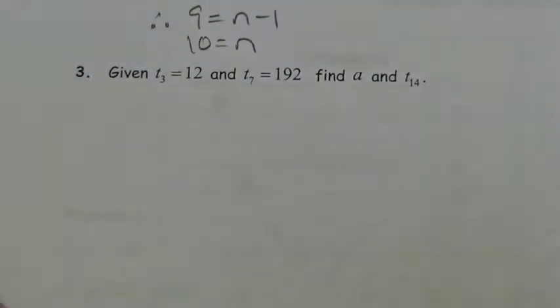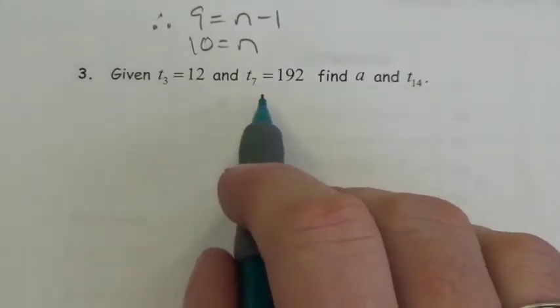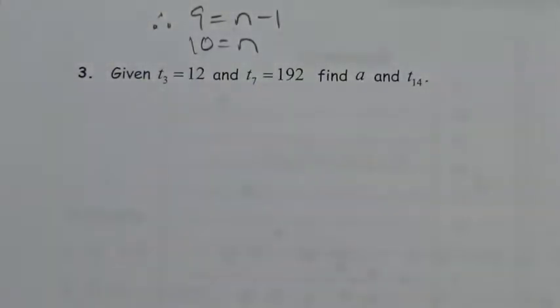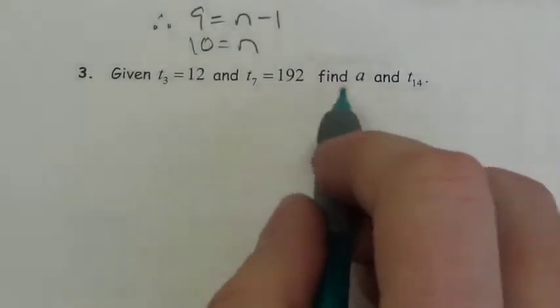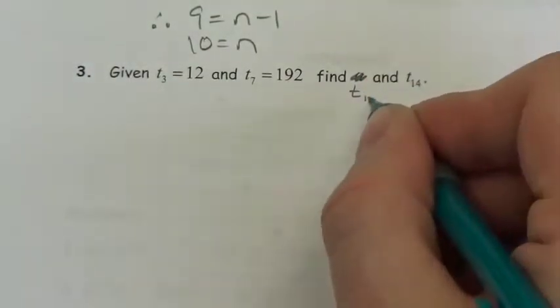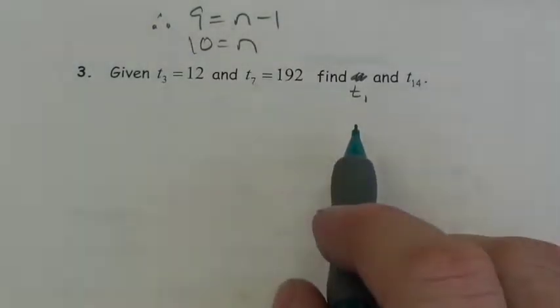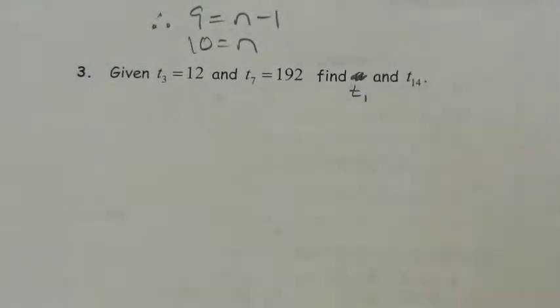Let's look at this next one. I'm telling you that the third term here is 12, and the seventh term is 192. And I want to find a. Now, we've been pretty consistent about that. We're going to call that T1 instead. Right now, there's a change in the notation. They're trying to be pretty consistent about using the T, but that a was just a kind of leftover from before, where a represented the first term.